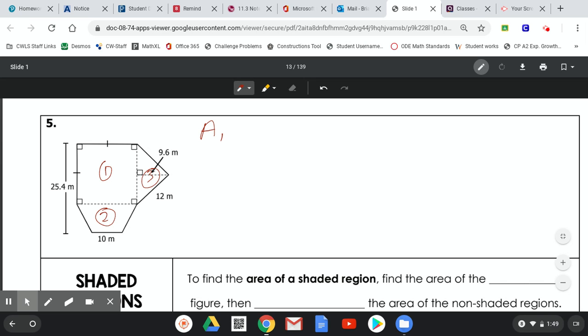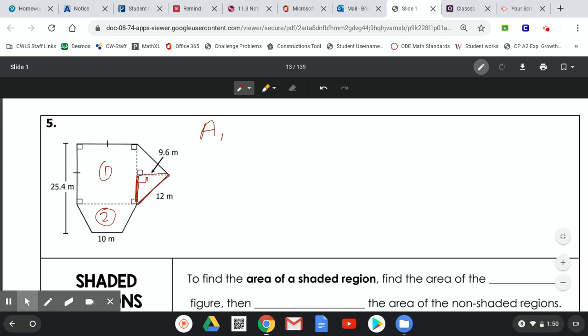So if we're doing the area of the first shape, we're going to have to figure out what the length of those sides are. We know the whole length is 25.4. We're going to have to use the Pythagorean theorem again to figure out this length right there. If I outline it, we have this right triangle, and it tells us that one length is 9.6, another length is 12, and we don't know what that length is down there.